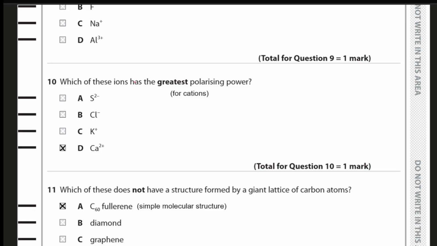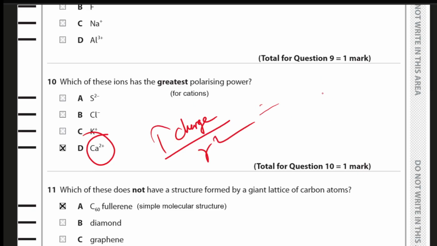Now if you check out which of these ions has the greatest polarizing power, again in this case we can see that we have 4 cations present. So obviously the one which has the highest charge will have the greatest polarizing power according to Fajan's rule, because a little while back I showed you that charge by r square. So if charge increases, the whole charge density increases, which results in a greater polarizing power.